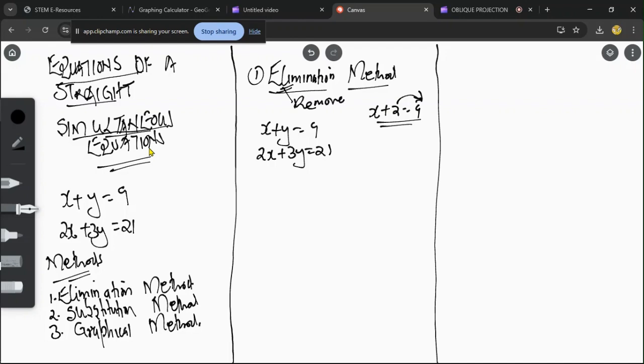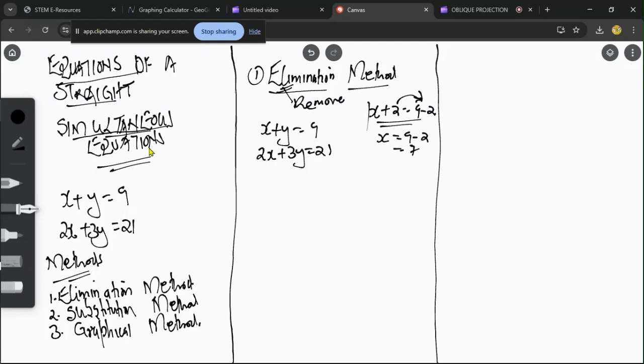Because for this one, I just come and say x plus 2 is equals to 9. I take 2 to the other side. It will be, if I take 2 to the other side, it will be minus 2. So I'll have x is equals to 9 minus 2, and my answer is 7.